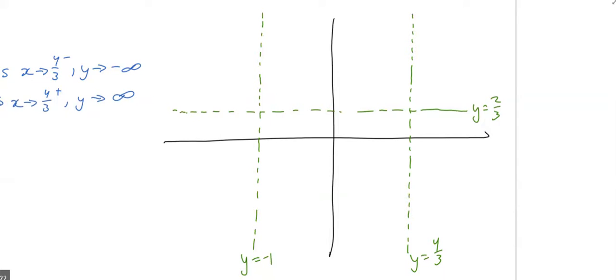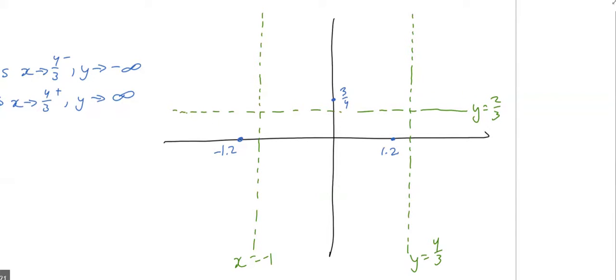And my x-intercepts are negative 1.2 and positive 1.2. And my y-intercept is 0.75, which is a little bit more than 2 over 3. Oh, yeah, sorry, my goodness. I've mislabeled my vertical asymptotes. Is that what you're saying? Yeah. Thank you. So this is 3 over 4.